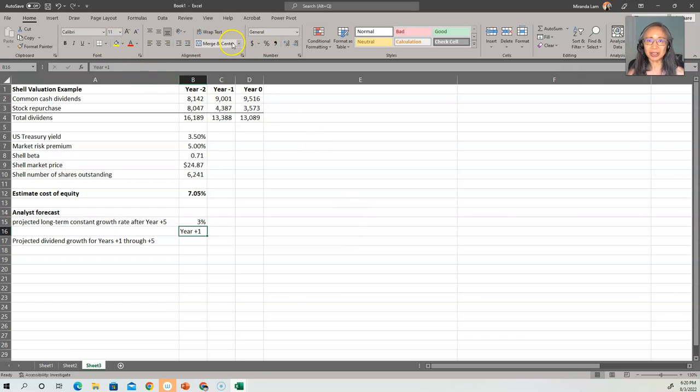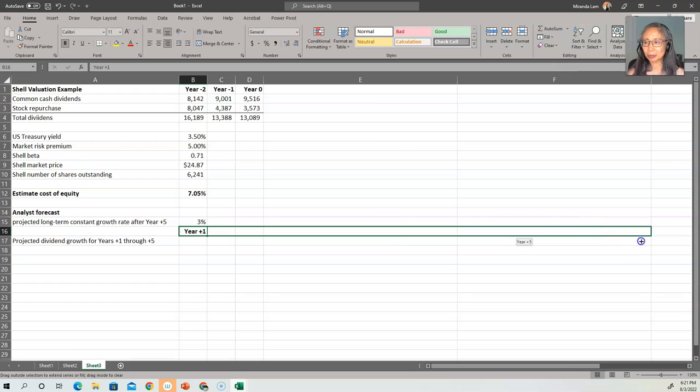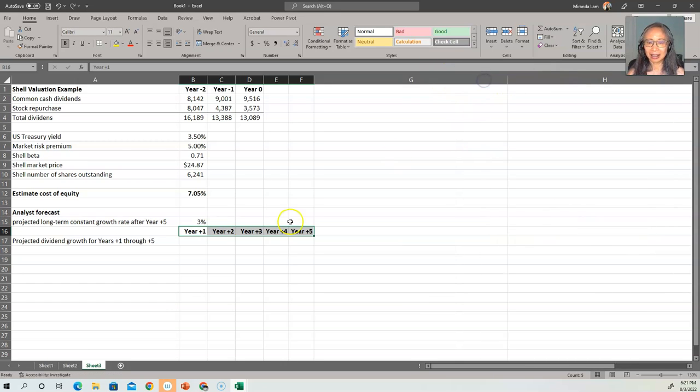So here are some tricks in Excel that will make your life a lot easier. If you put your cursor on the corner so it becomes a small cross, you can expand this, and it will automatically expand that for you. So let's assume that it's going to be 5%. This is just our starting assumption.